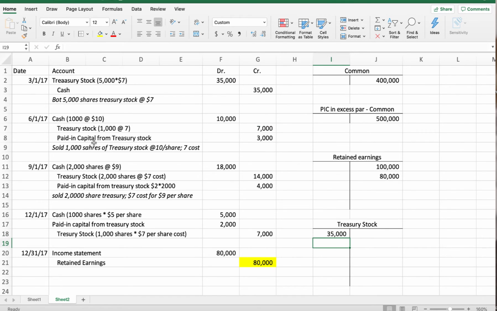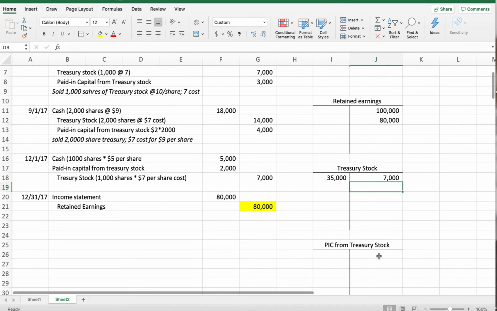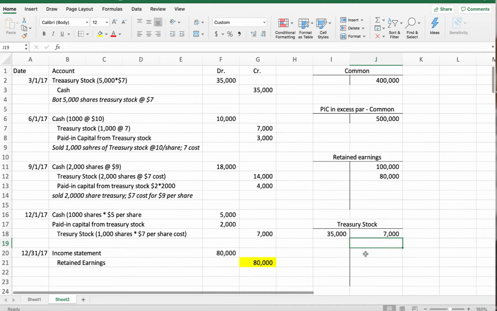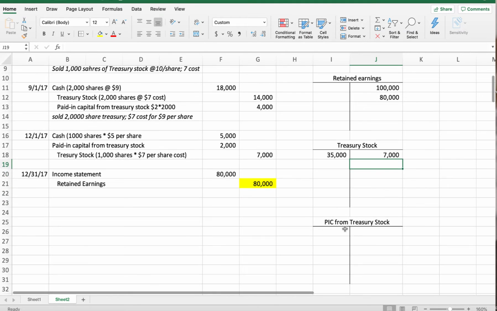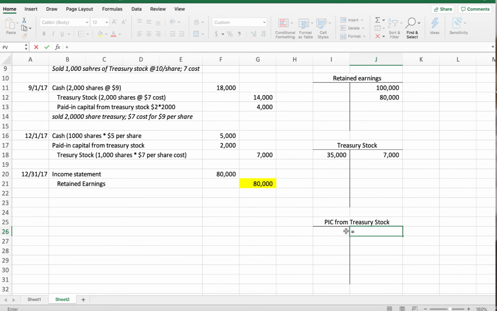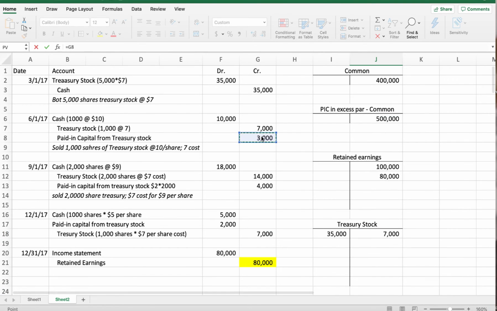Now let's go back to our journal entry and look at our second transaction. Well, treasury stock gets credited for $7,000. I need to post that. My paid in capital from treasury stock, from this journal entry, I need to post this. So paid in capital from treasury stock, we did a journal entry of a credit of 3 grand. I need to post that. So I'm going to go post it to my ledger.